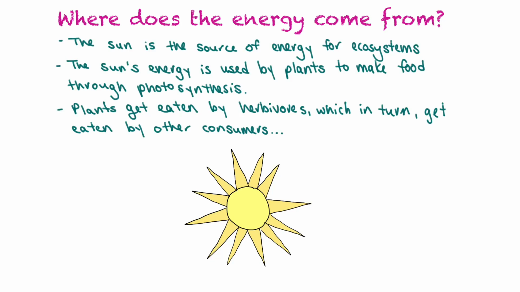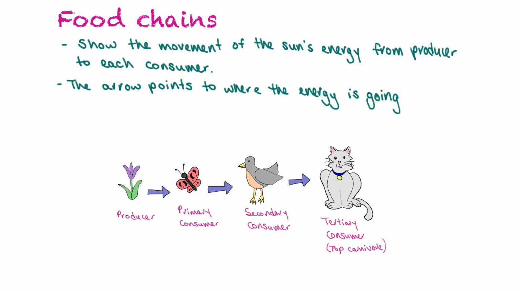The sun's energy is used by plants to make food through the process of photosynthesis, which we've discussed already. Plants then get eaten by herbivores, and then they get eaten by other consumers, and the energy passes along from link to link in each part of a food chain. So just to review, food chains show the movement of the sun's energy from the producer to each consumer. And the arrows point to where the energy is going, not where it came from.